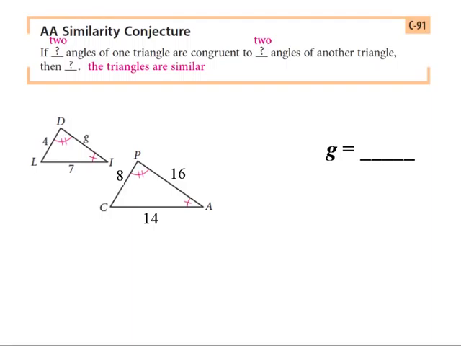It says find side G. So the first thing we need to do is show that these 2 triangles are similar. So let's look. This angle here is congruent to this angle here. This angle here is congruent to this angle here. So these triangles are similar. So that's the biggest thing. You have to show 2 angles are the same, and then you can show they're similar. So basically what that means is that they're in proportion.